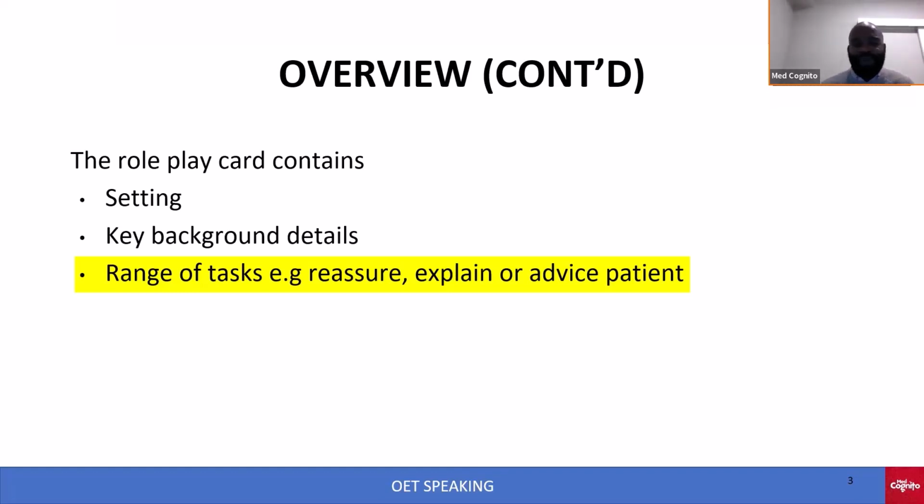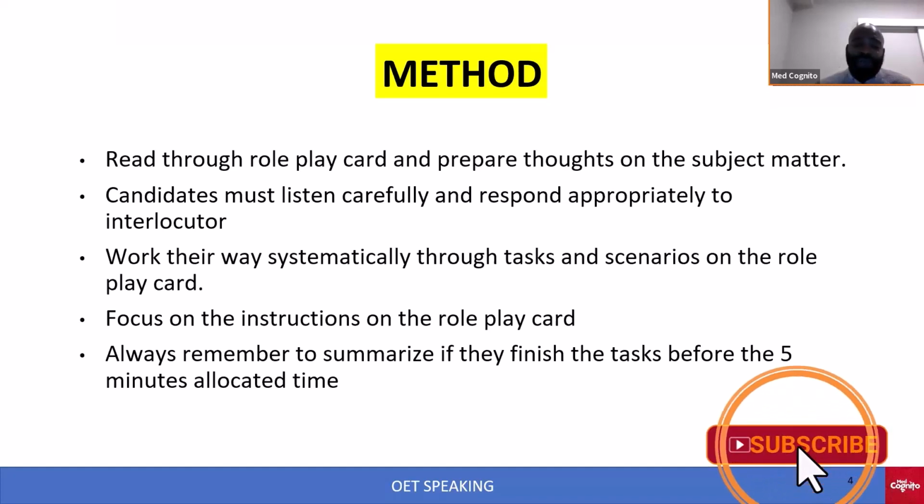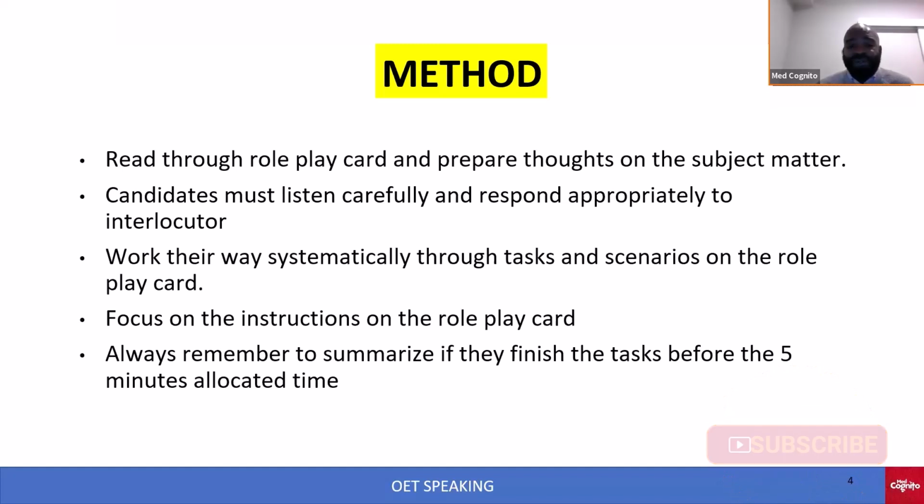And so you are reassuring them that, hey, they will probably get better, and that may be in the case where they may have doubts about the medication. It may be that you are explaining a medical concept, or you're advising a patient. A range of tasks that you would have to execute is listed in this third portion on the role play card. Now, I'll go through a method that we prescribe for individuals to use during this test, which would really help you to execute the tasks that are on the role play card.